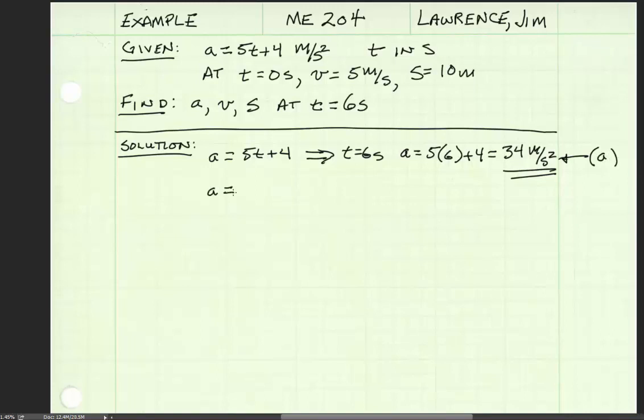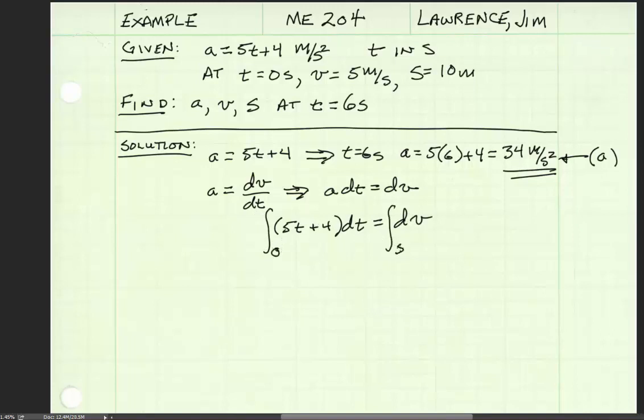Well, we know that the definition of acceleration is change in velocity with respect to time, or the derivative of velocity with respect to time. So if I rearrange that, I get a dt is equal to dv. But we know that the acceleration is 5t plus 4, so we'll substitute that in. 5t plus 4 dt is equal to dv. Integrating both sides, my initial condition at time 0 is that my velocity is 5 meters per second.